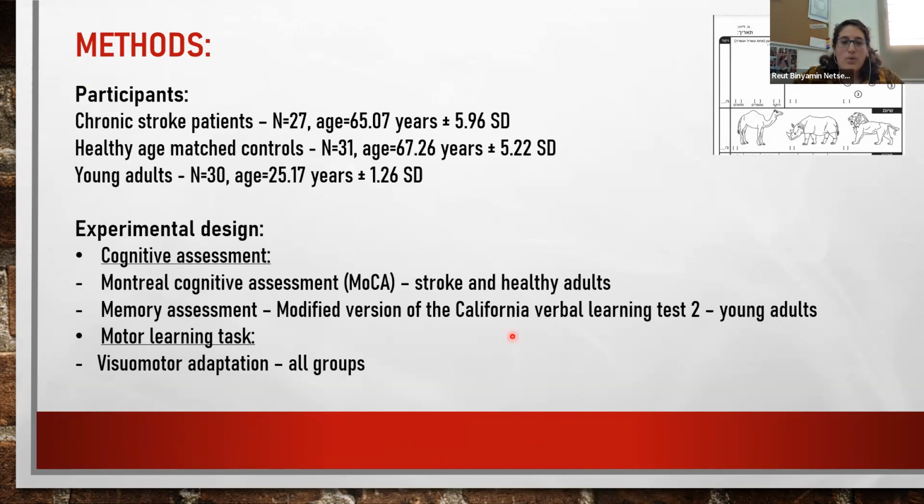So what we had: 27 chronic stroke subjects, healthy age-matched control, 31 of them, and 30 young adults. All the participants went through a cognitive assessment. The adult participants, the stroke and the healthy, went through a screening cognitive assessment, the MOCA assessment. And the young participants went through a memory assessment. We took a modified version of the California Verbal Learning Test.